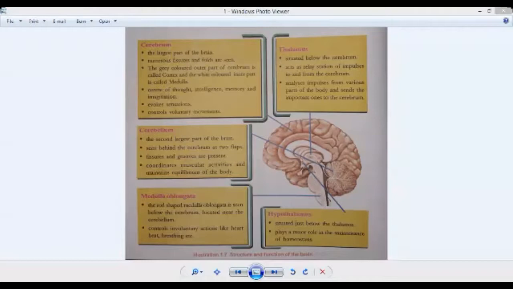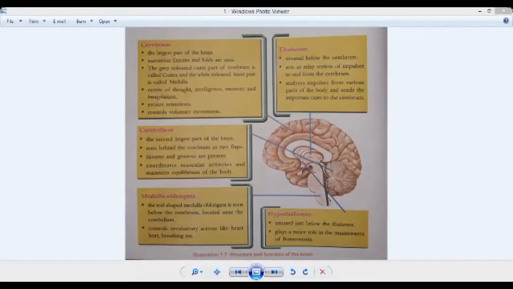And what is the function of the cerebrum? Next, about the function of the cerebrum. It's the center of thought. What we are thinking, or what actions we are doing, all that occurs in the cerebrum. It's the center of thought, intelligence, memory, and imagination. So all these things are happening in the largest part of the brain, that is the cerebrum. Then evoke sensations. And the last point under cerebrum is controls voluntary movements.